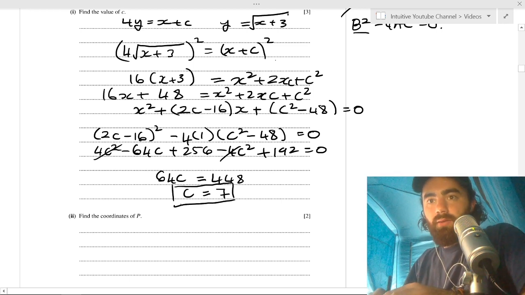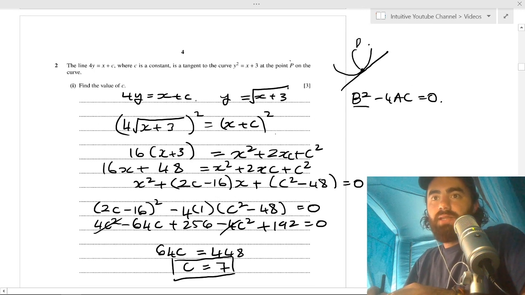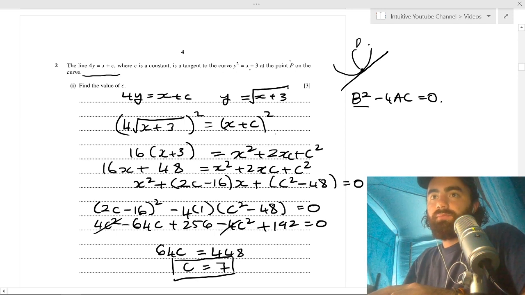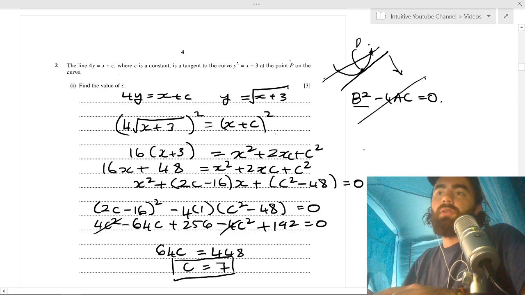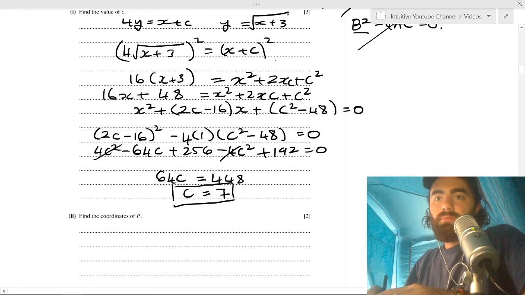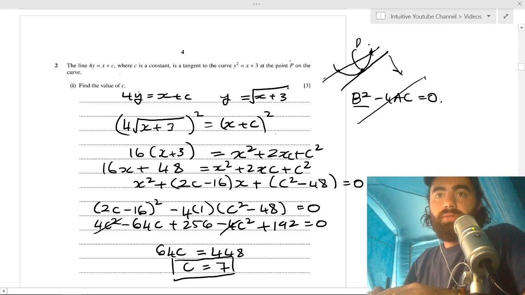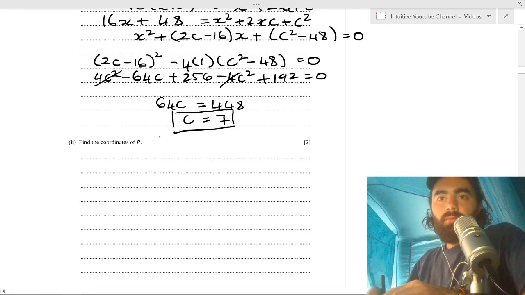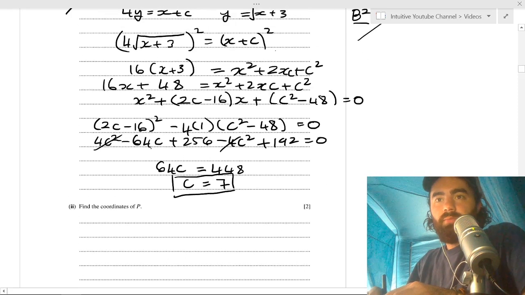So that means that when c is 7, this line here is tangent to this curve. Because if we change c, we're going to shift this line, and maybe at other values it intersects the curve at two points, and for other values it doesn't intersect the curve at all. That all depends on your value of c. Okay. Now it says find the coordinates of P.